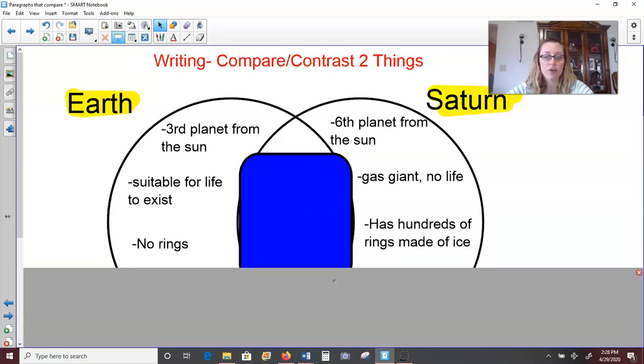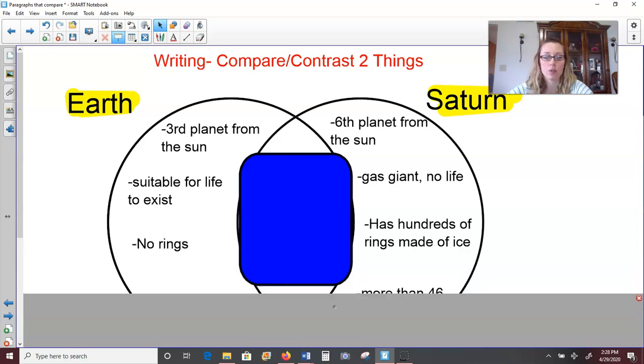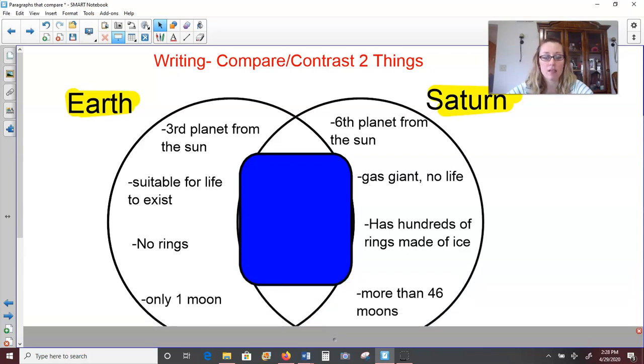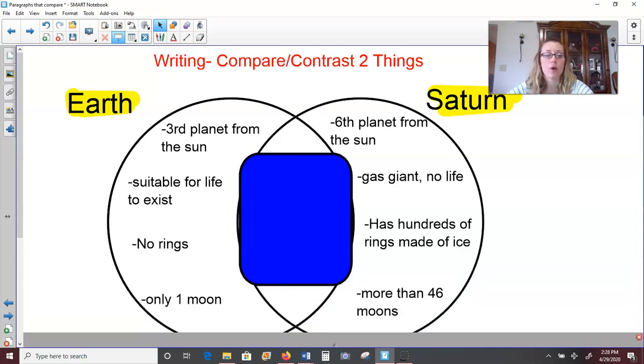Next, I said that Earth has no rings, whereas Saturn has hundreds of rings made of ice. So that would be another difference between the two. And lastly, Earth has only one moon, whereas Saturn has more than 46 moons. So that was where I got a fact from the book. I think there's been well over 60-some moons discovered for Saturn, but I just went along with the fact that was in the book. So more than 46 at least.